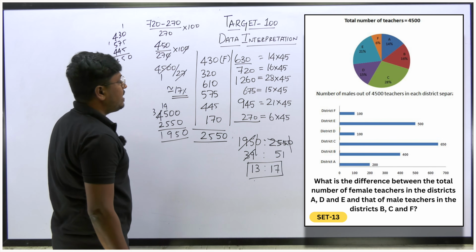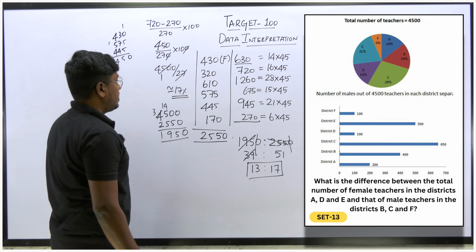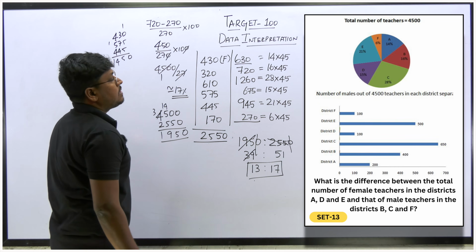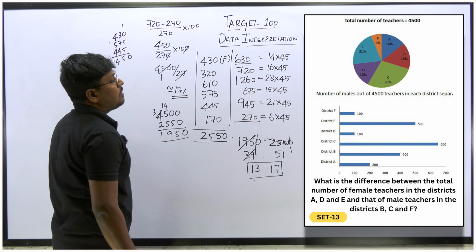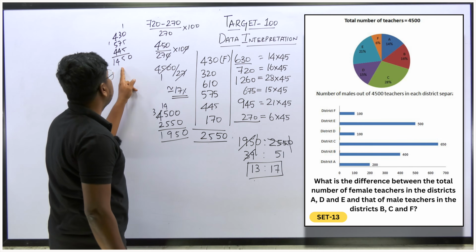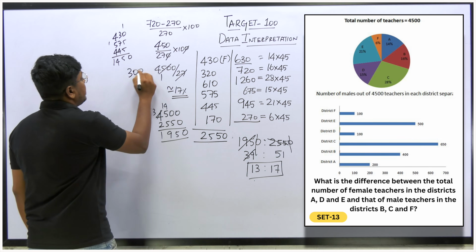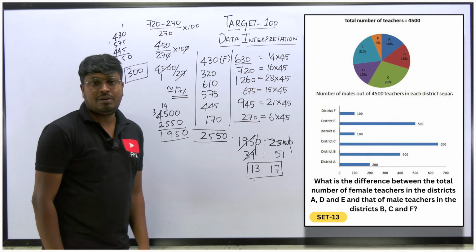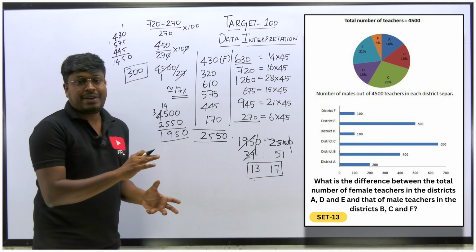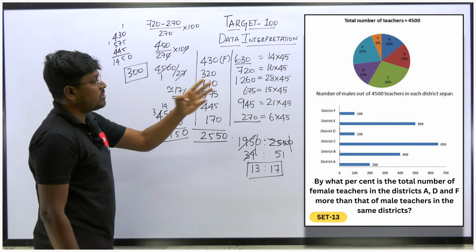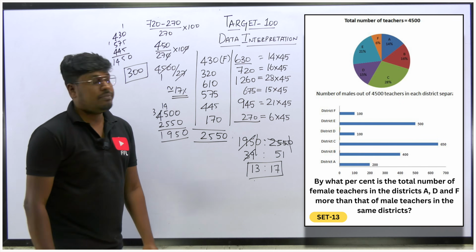So next will be BCF, the total number of male teachers in BCF. Male teachers: 400, 100, 650, which is 1150. So the total here will be 1450, and the difference will be 300, right? We need to find just the difference, not an average. So the difference will be 300, which is the answer for question number 4.